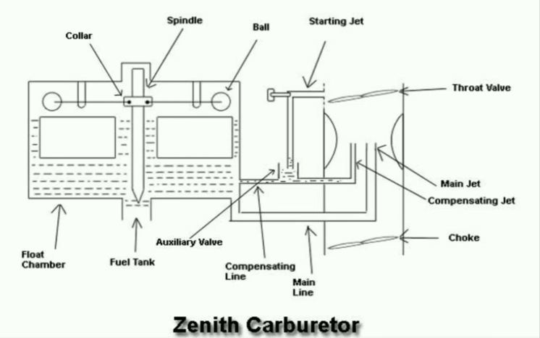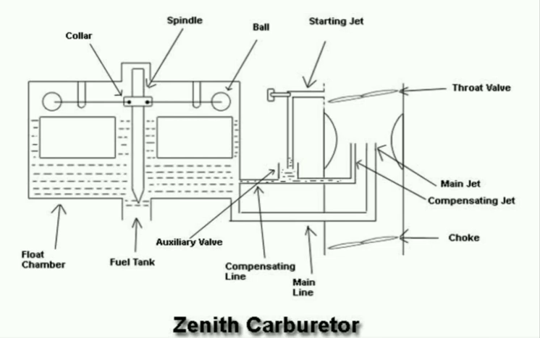First of all, we talk about the whole construction of this Zenith carburetor. In this carburetor, the float chamber is connected to the venturi via the main line. The main function of the fuel chamber is to take fuel from the fuel tank. This fuel chamber has two balls, two floats and a spindle. There is a choke which, when closed, restricts the air flow to the carburetor.